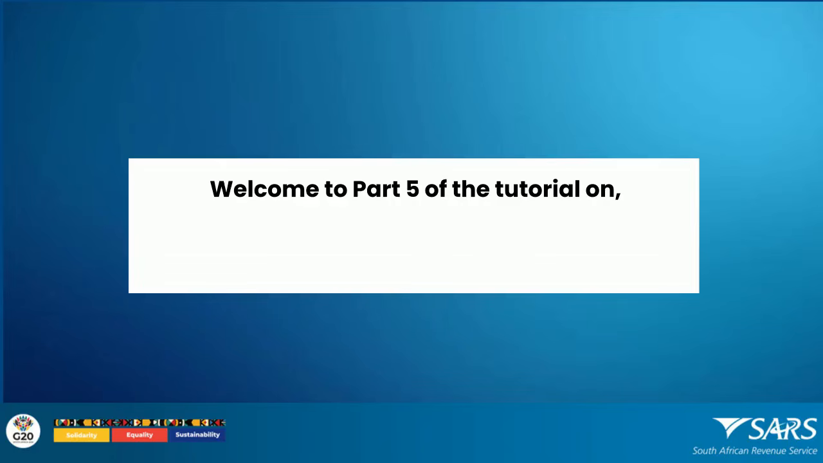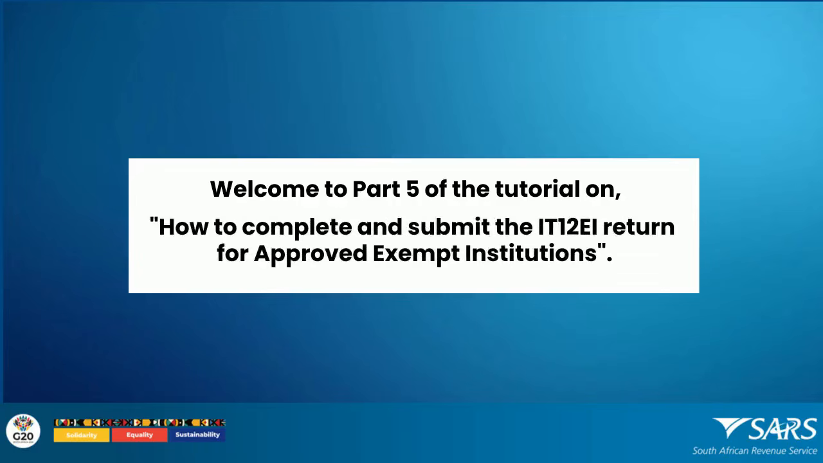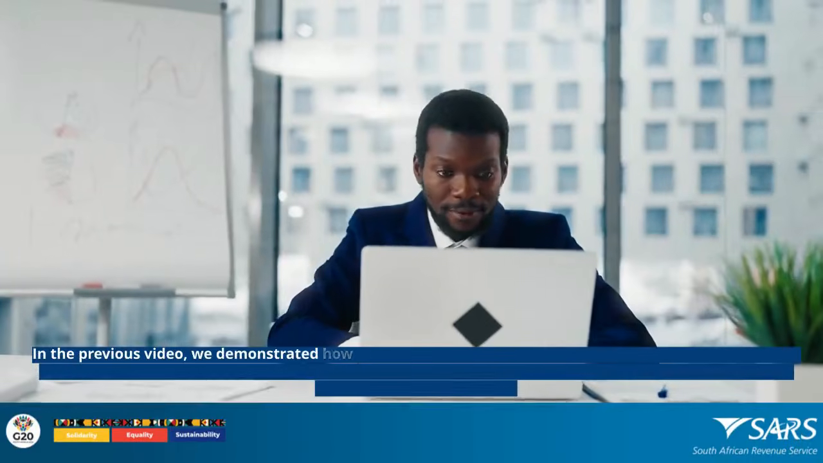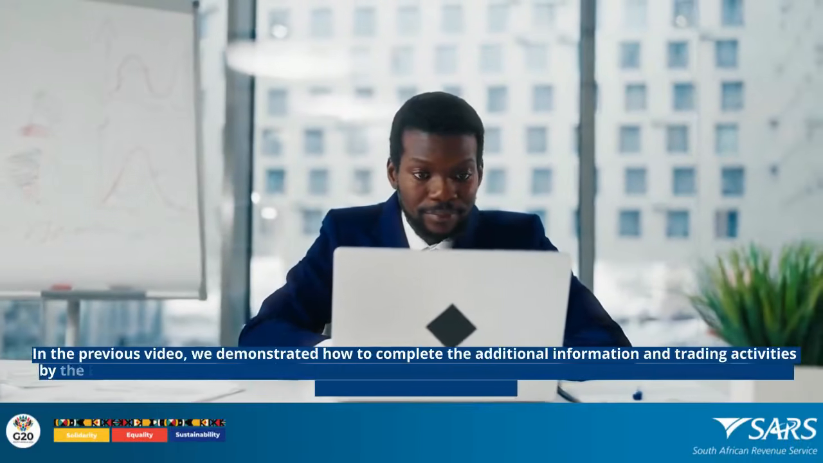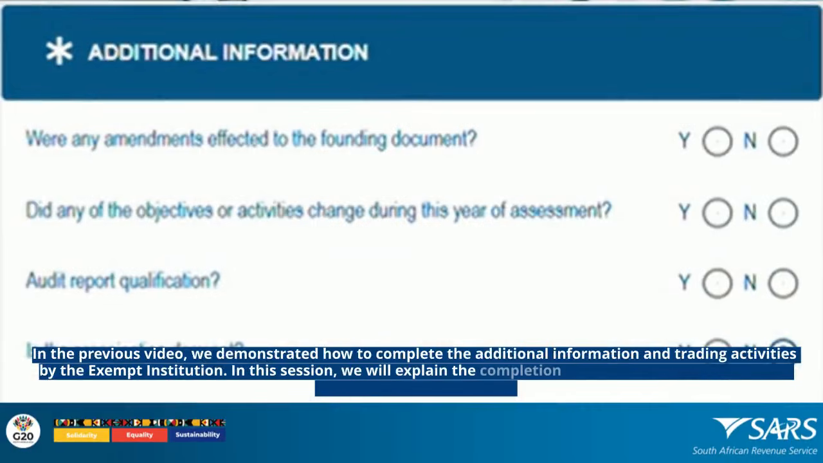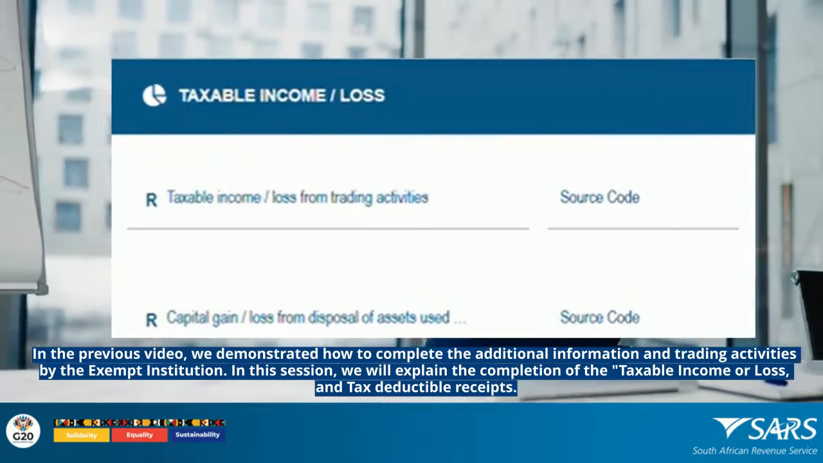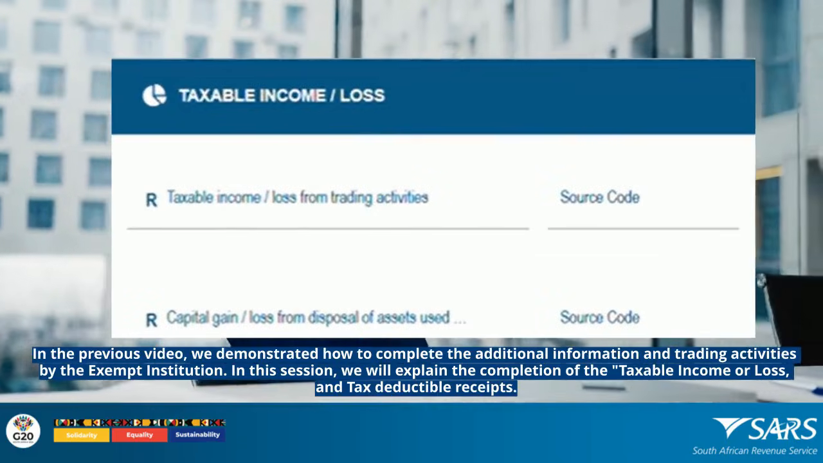Welcome to part 5 of the tutorial on how to complete and submit the IT12EI return for approved exempt institutions. In the previous video, we demonstrated how to complete the additional information and trading activities by the exempt institution. In this session, we will explain the completion of the taxable income or loss and tax-deductible receipts.